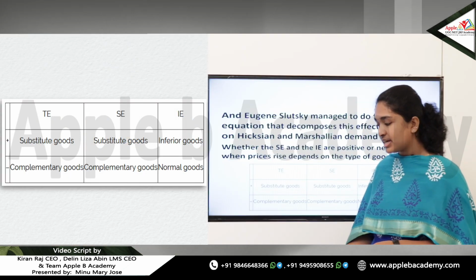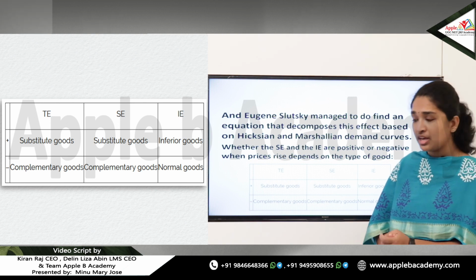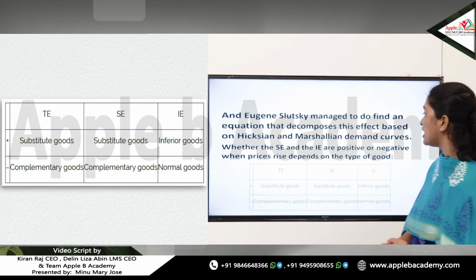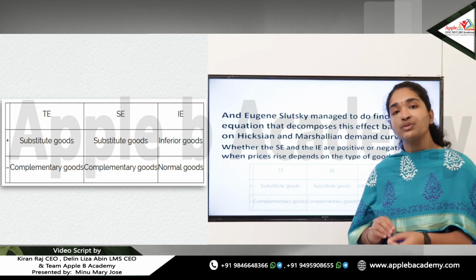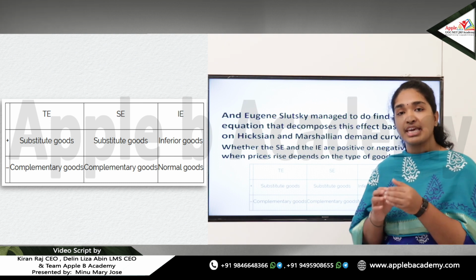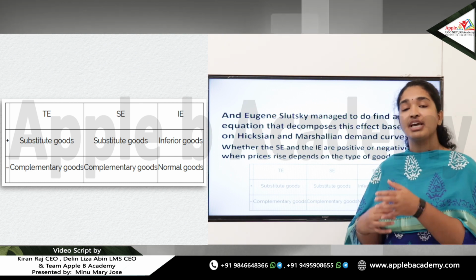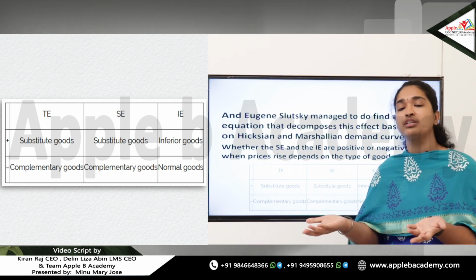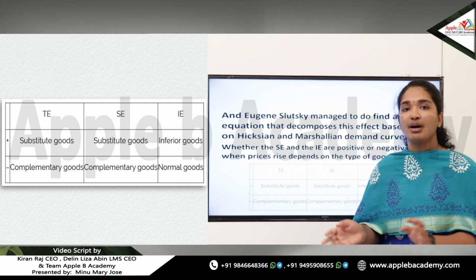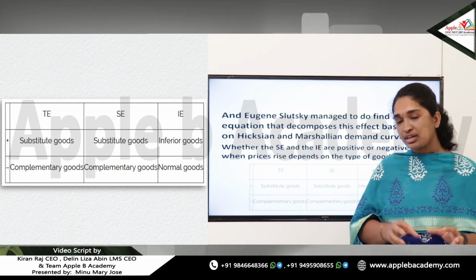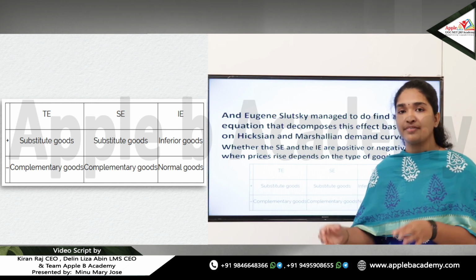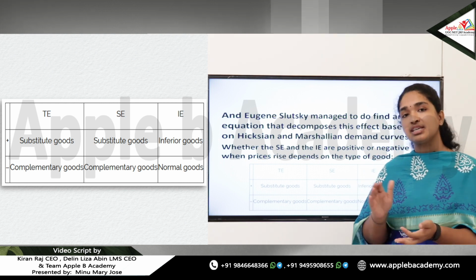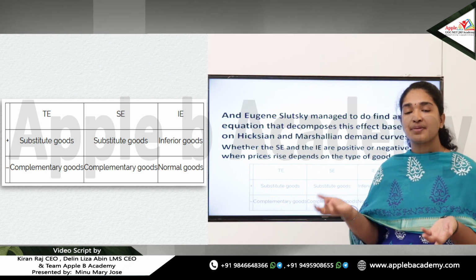And what Slutsky did was that he managed to find an equation which was used to decompose this effect based on the Hicksian and Marshallian demand curves. So Eugene Slutsky used this idea that the total price effect can be divided into income and substitution effect individually, and we can isolate both these effects from the total change in the consumption pattern that the person is having, into two parts, the income effect and the substitution effect. This is what Slutsky in his equation managed to provide us with. So this is what Slutsky's substitution effect or Slutsky's preference theory is about.